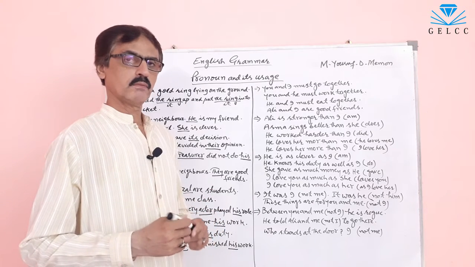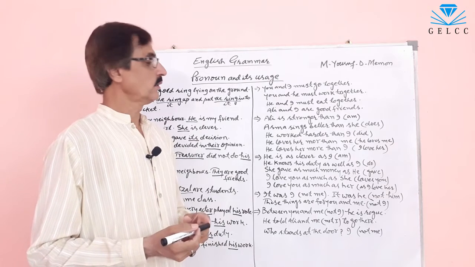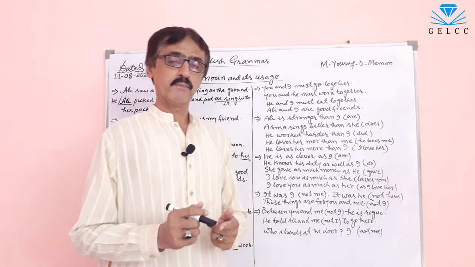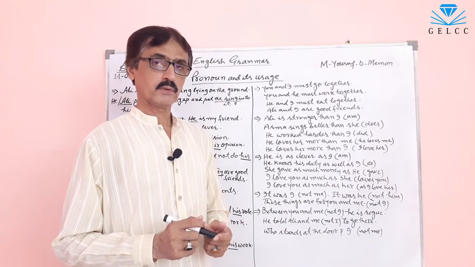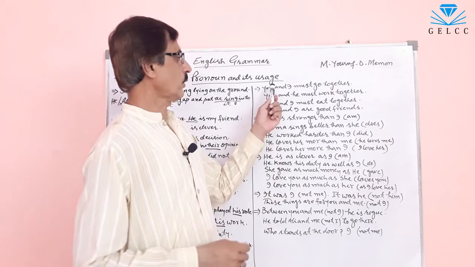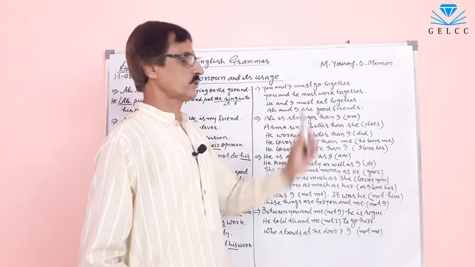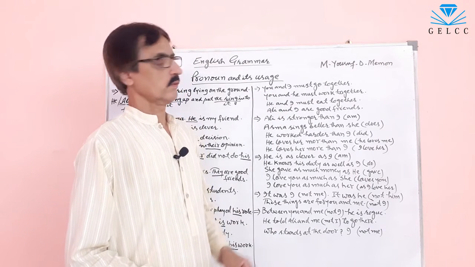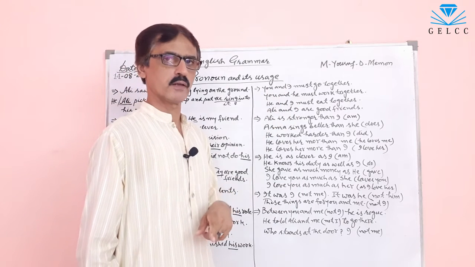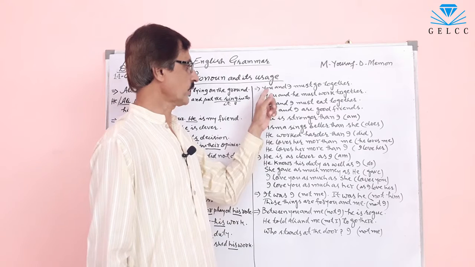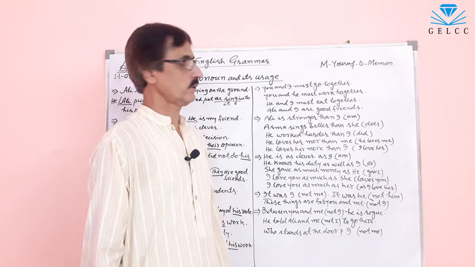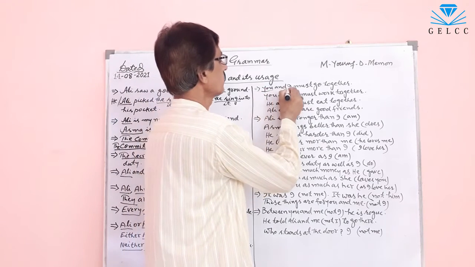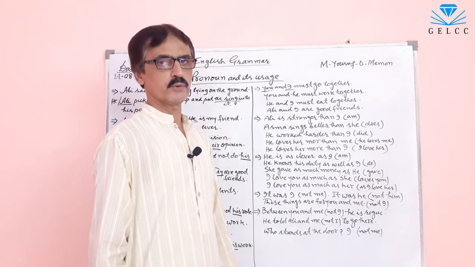First person, second person, third person. If the two pronouns are joined by and, the sequence will be, look at this sentence, you and I must go together. First second person, then first person. We cannot say I and you, it will be wrong. First we will use second person and then first person. You and I.